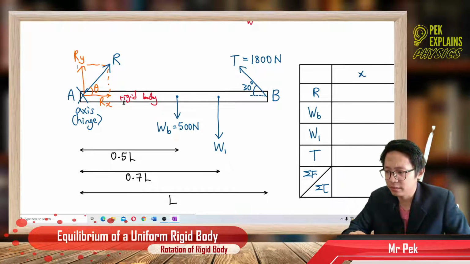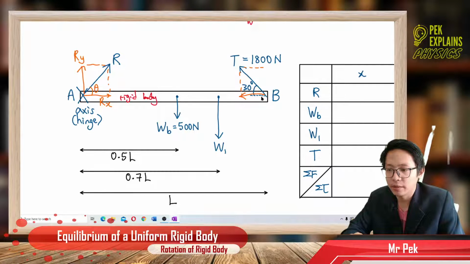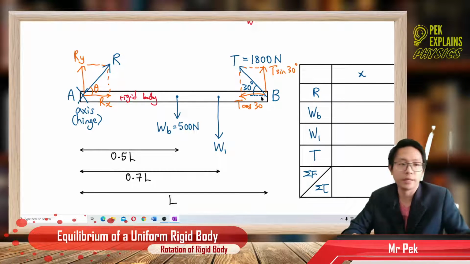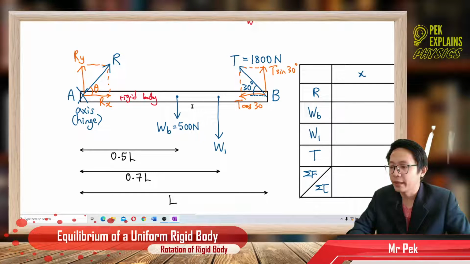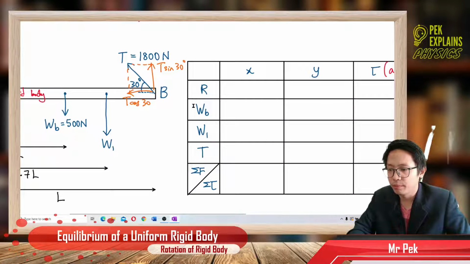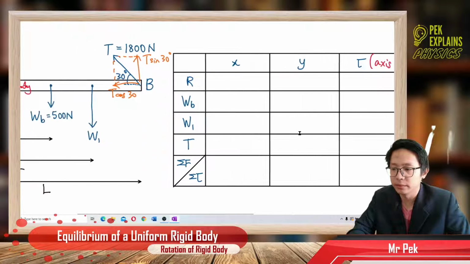So now, the weight of the beam, no need to resolve. The tension I need to resolve because it has angles. So this one is just T cos 30, I have the angle already. And then the perpendicular component is T sin 30. Good, so you have done the resolving. Now it's time to put the values in the table.